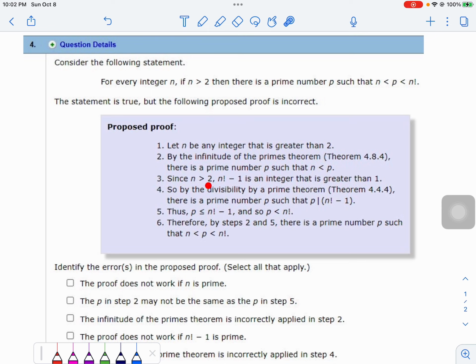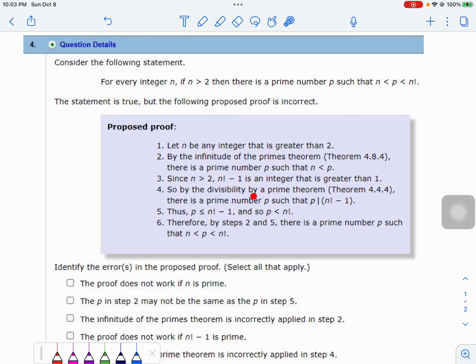Since n is greater than 2, n factorial minus 1 is an integer that is greater than 1. Now n is greater than 2 right there. That means n is at least 3. 3 factorial is 6, and 6 minus 1 is 5. So therefore, this is for sure an integer that is greater than 1. That's true. So no problem with this statement.